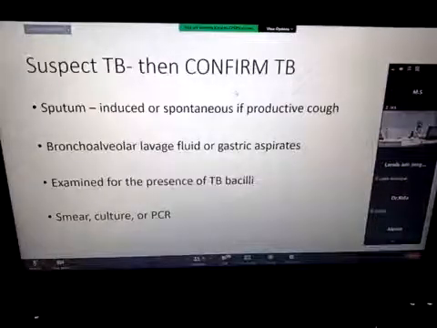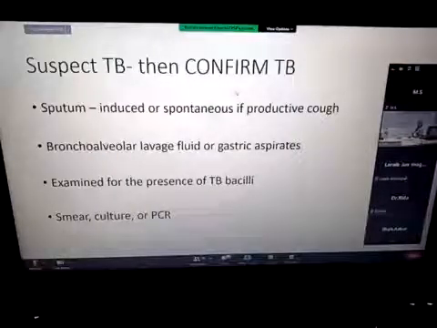And how do you examine them for presence of TB bacilli? You can perform a smear.